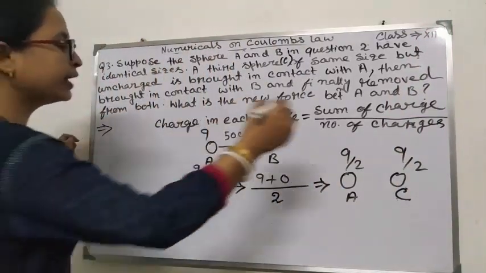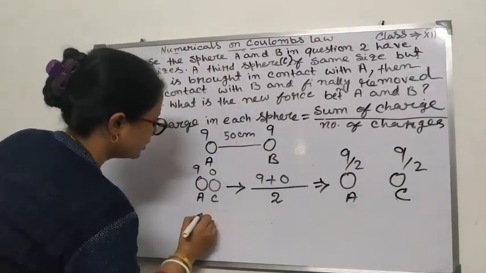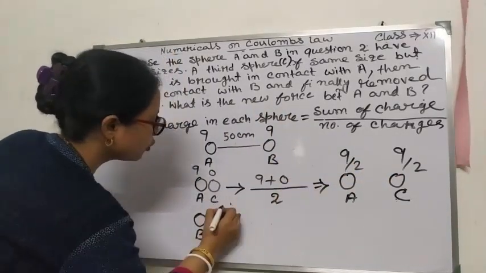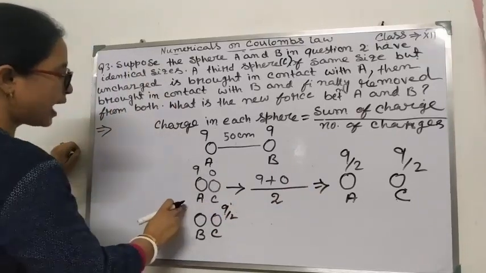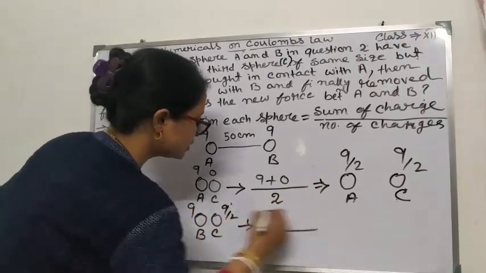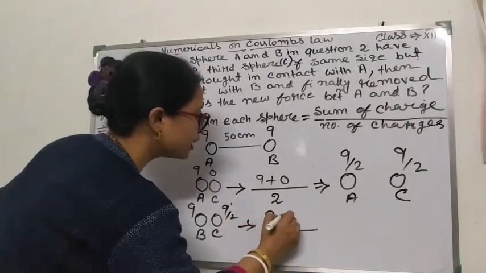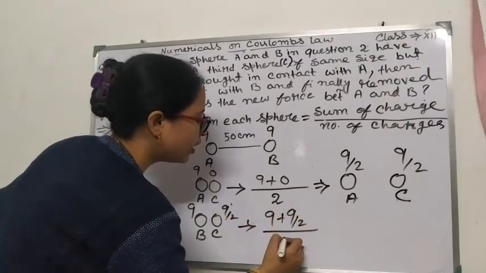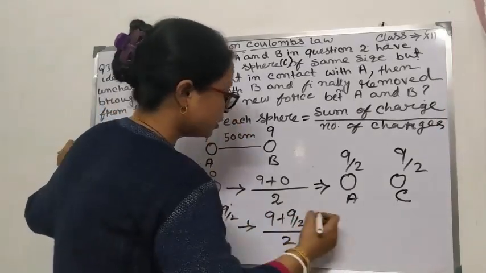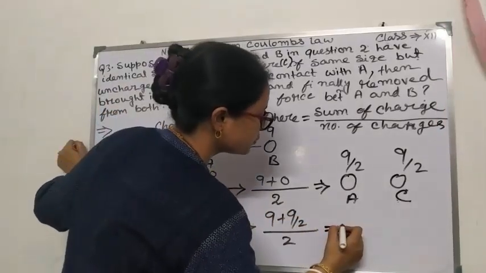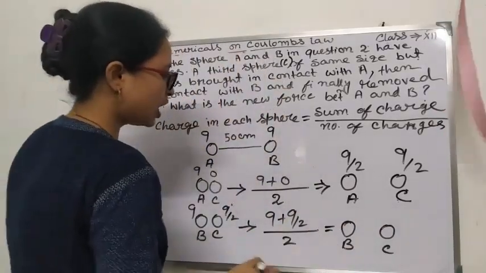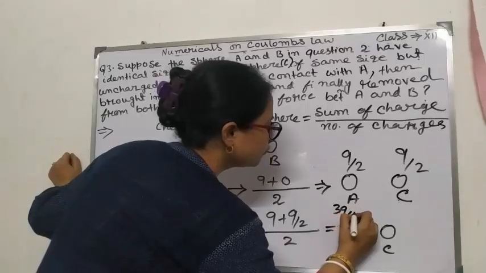Then again C is brought close to sphere B. So C contains Q by 2 charge and B contains Q charge. Now after separation, what will be the charge? Q plus Q by 2, divided by 2. If you do the LCM and solve this, after separation each of spheres B and C contains charge 3Q by 4. Clear?